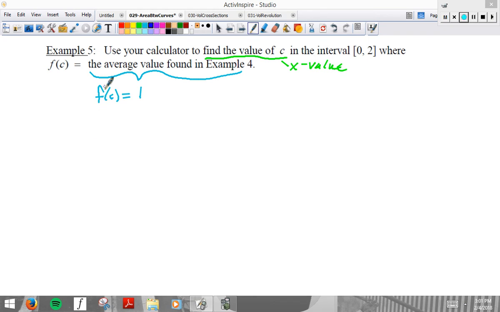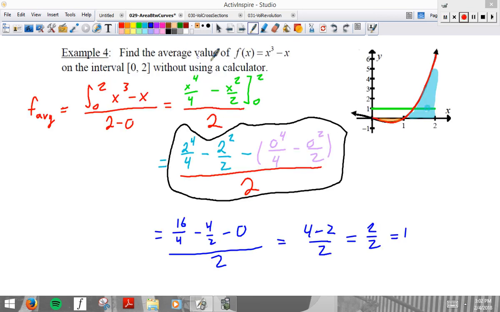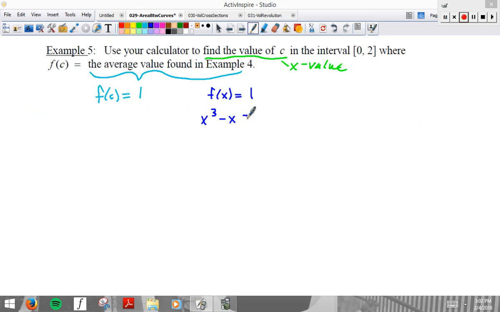They're asking me to solve this equation. This equation is pretty much the same as this equation because f doesn't care which letter is inside of it. Can you solve this equation? To solve this equation, you would just do x cubed minus x, that's what f of x is, equals 1. To solve this equation, you would just do c cubed minus c equals 1.